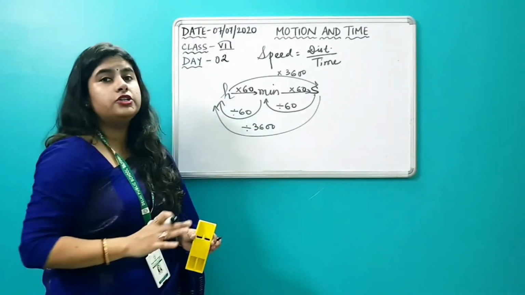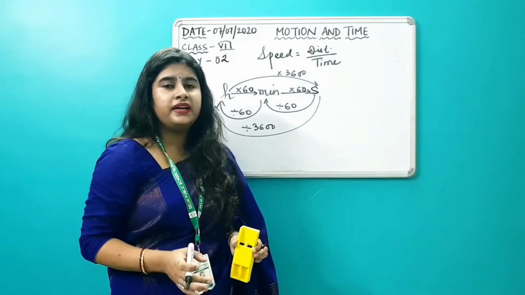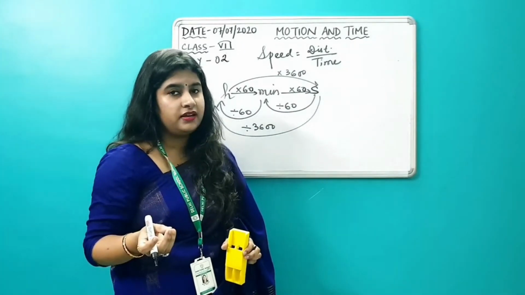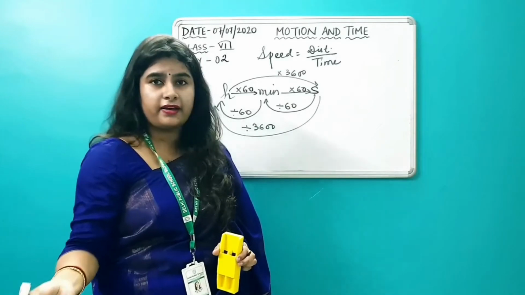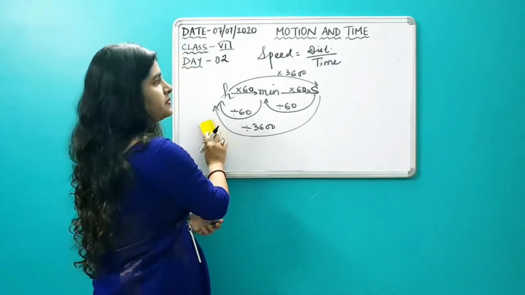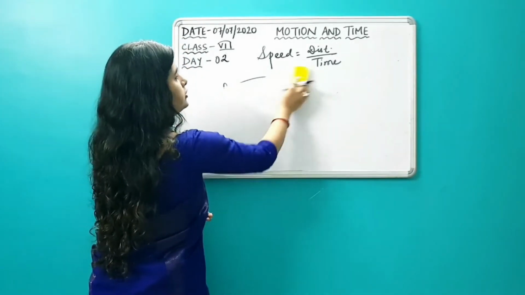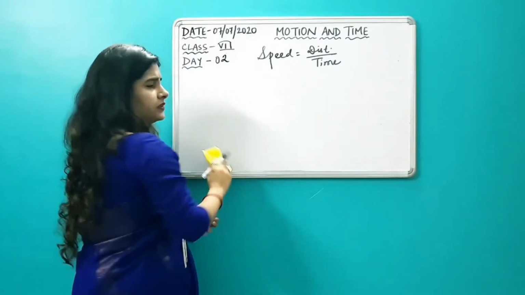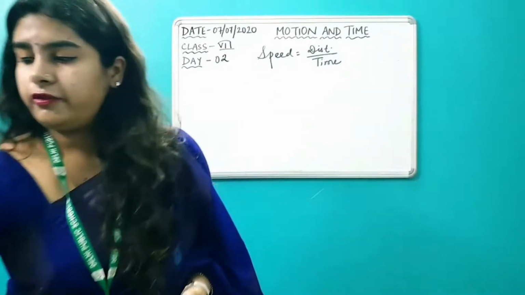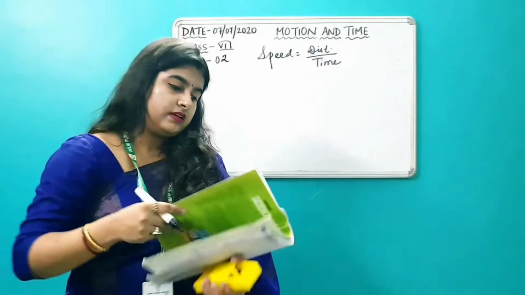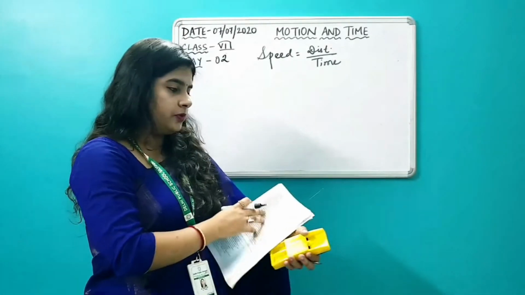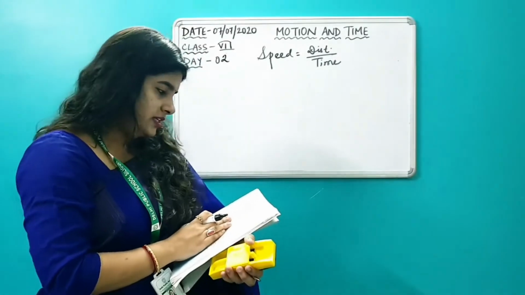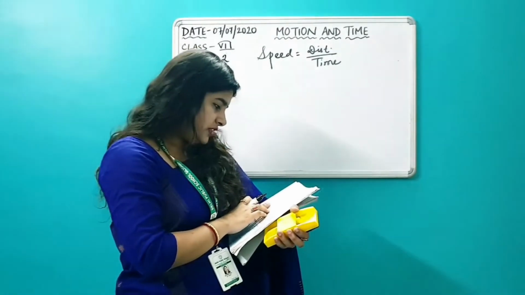Now why am I showing all these things to you? Let me take up a simple question from the book itself. All of you have this book. I am going to take up a simple question to solve the numerical. For example, there's a question in your book, page 223. I'll discuss one question with you all.